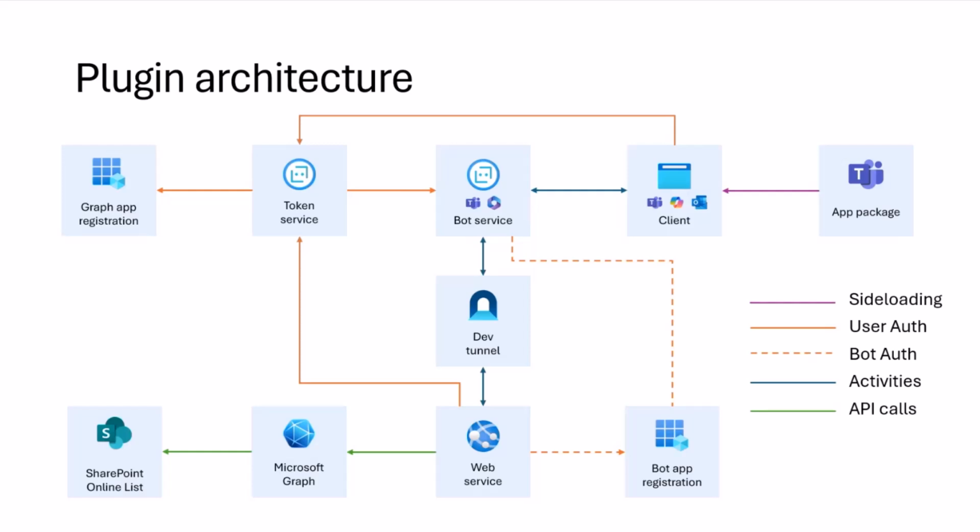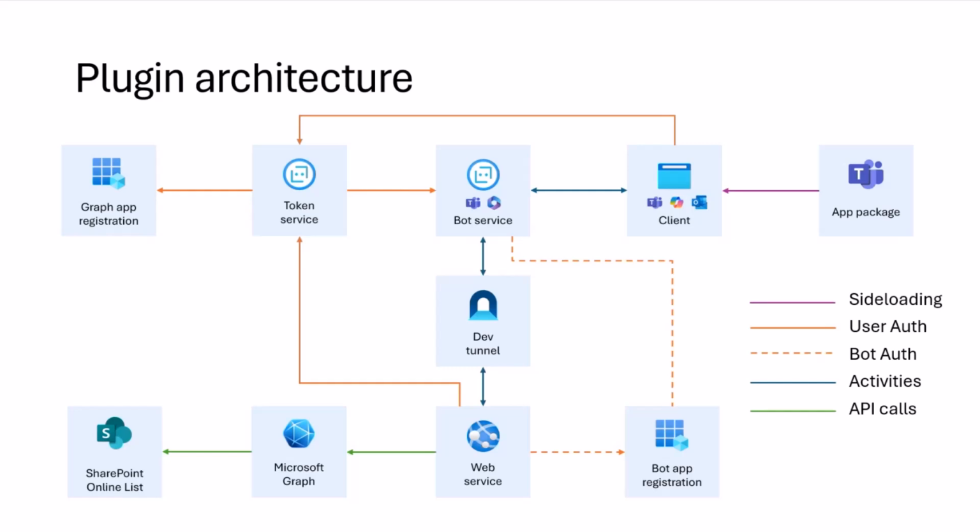Now, the way that the plugin is deployed, it's deployed using a Teams app package. And when that app package is deployed, it's going to be available for the three different clients to be able to use this message extension plugin. So that's Teams, Copilot, and Outlook as well. And that client is going to send messages to a bot service when users interact with the message extension. So, you know, starting a search.